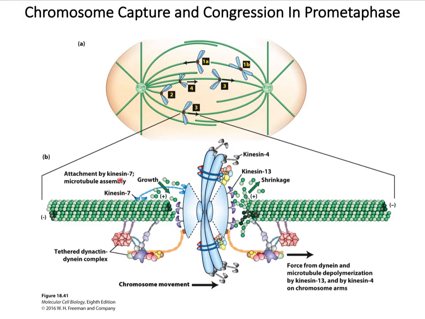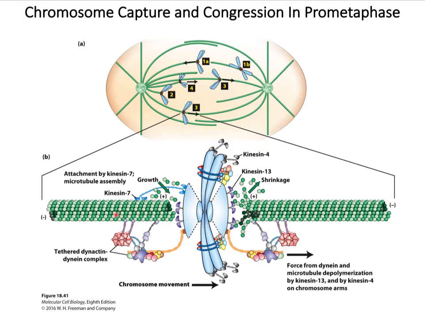On the other hand, on the lengthening side of the kinetochore microtubule, the kinesin 7 holds onto the growing microtubule. Note that the chromosome arms are still pulled or pointing away from the spindle poles owing to the associated kinesin 4, which is also known as the chromokinesin.